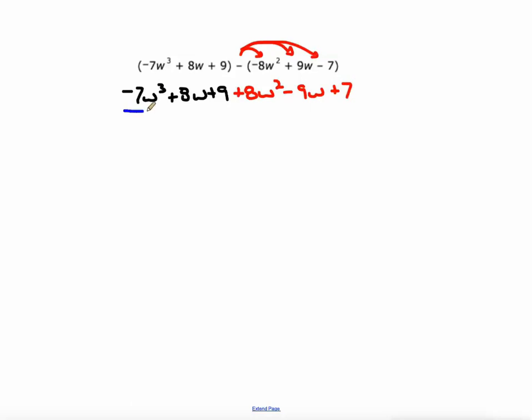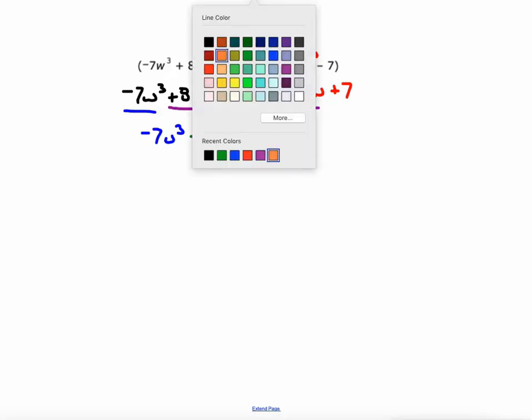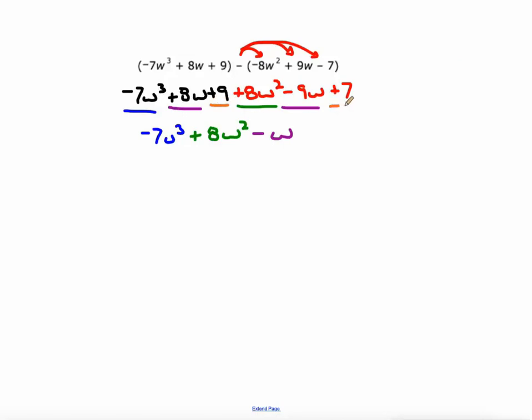Now we can combine like terms. There is nothing that's going to go with the negative 7w cubed. How about the 8w squared? No like terms with that. I like to go in decreasing order of the exponents. Then we've got 8w minus 9w. 8 minus 9 is negative 1w. I'll just put negative w. And then lastly, we've got the 9 and the 7, which together make 16.